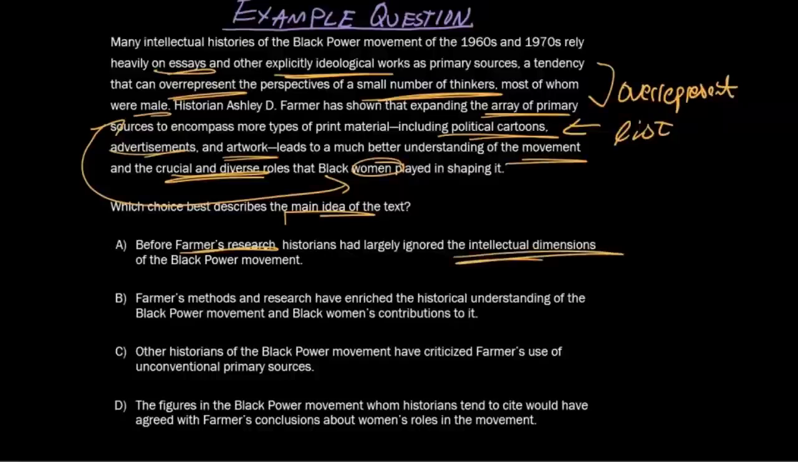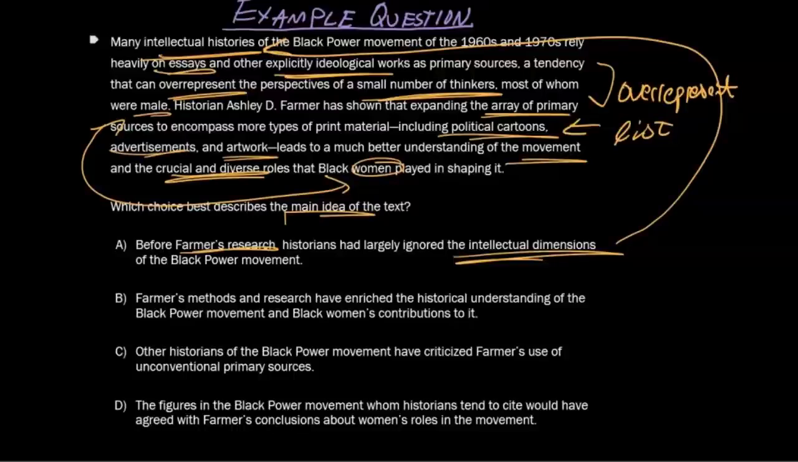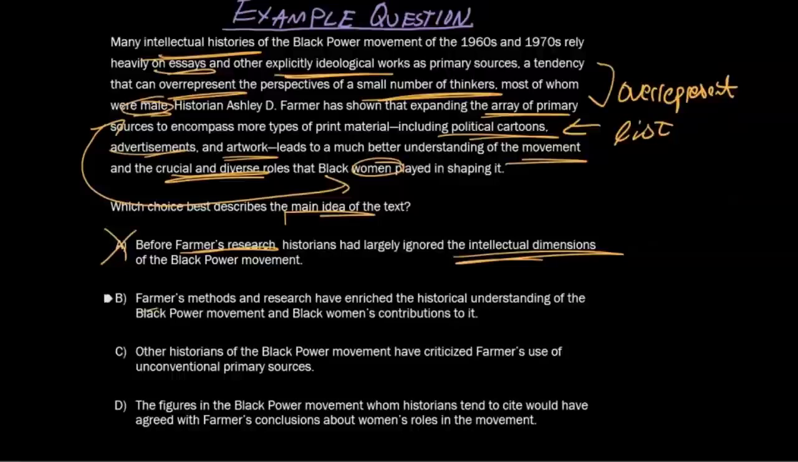I take a look at this. I don't see the word intellectual dimensions. I see intellectual histories. All right, and even if that was related here, that would sort of deny choice A, right? Deny choice A, because what they're saying is that there were intellectual histories that were noted here. They were just all males. Okay, now let's take another one.